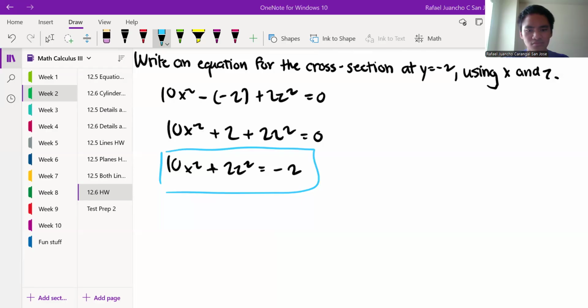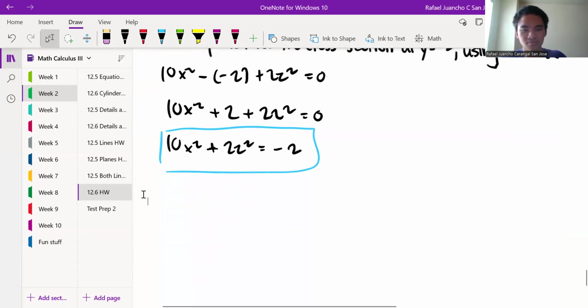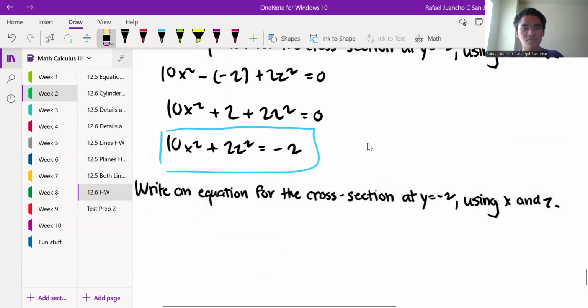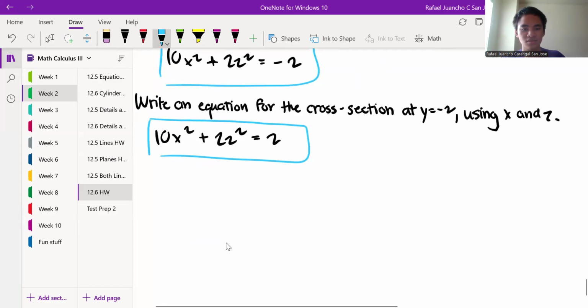Yeah. So 10x squared plus 2z squared equals negative 2. How about if we do y equals 2? Now we have something, right? So if my y is exactly 2, then I get this. Oh, crap. Instead of negative 2, I get positive 2, so I got plus 2 at the end. So this might be possible. So 10x squared plus 2z squared equals 2, right?